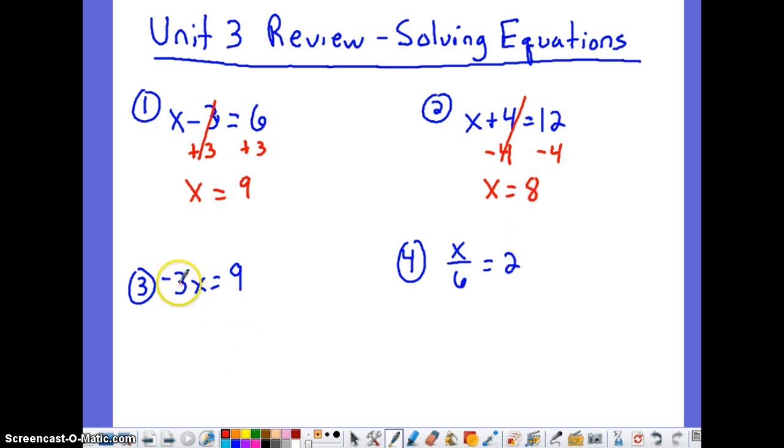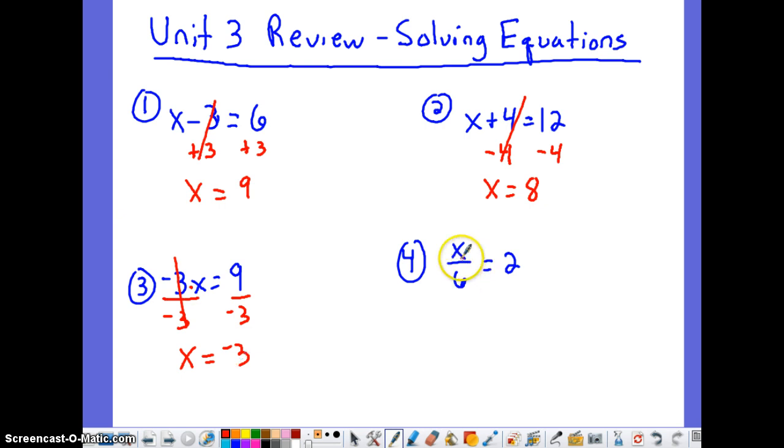In number 3, this -3 is attached by multiplication to the x. It's not shown as a multiplication. We need to know that it is attached by multiplication. The opposite of multiplying is to divide. Cancels again on the left side, you get x is equal to -3. Be careful with your negatives.